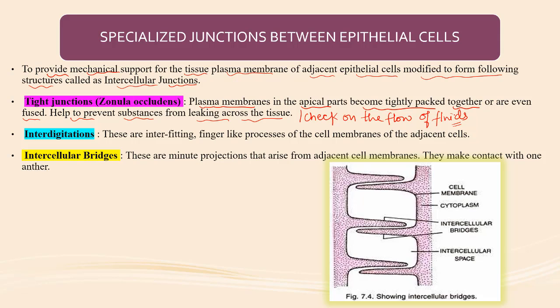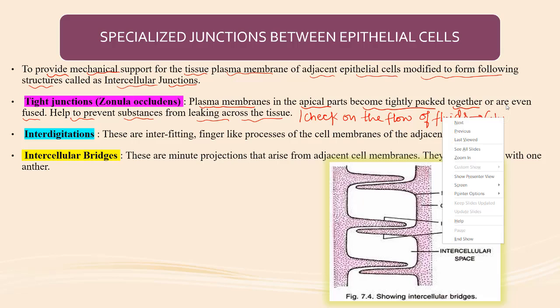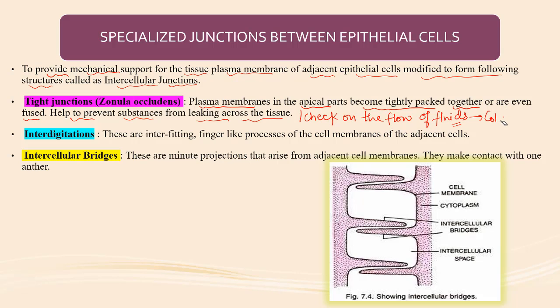These structures are mostly found in columnar epithelium. Zonula occludens is most commonly seen in columnar epithelium. It is mainly seen in columnar.